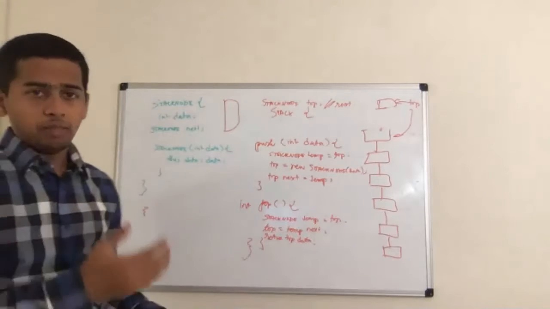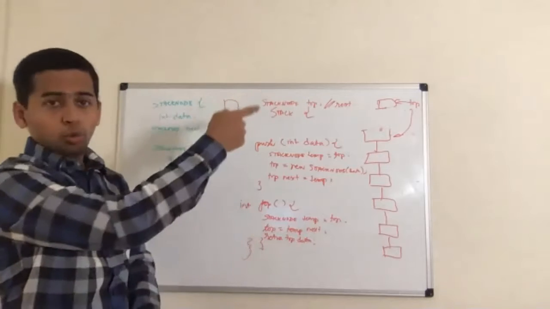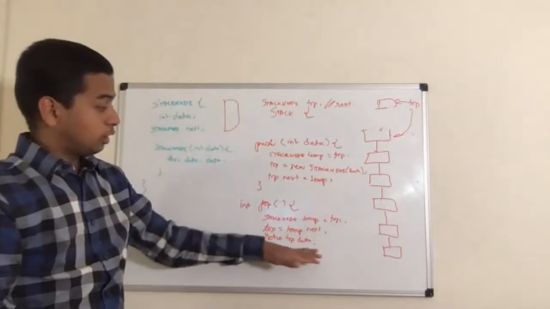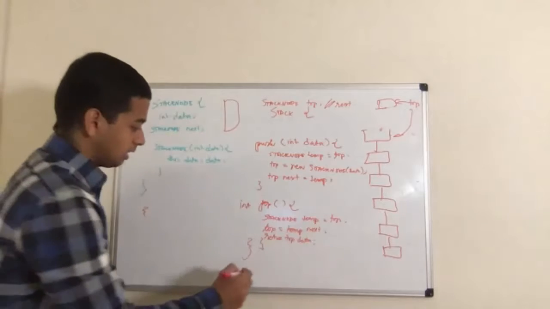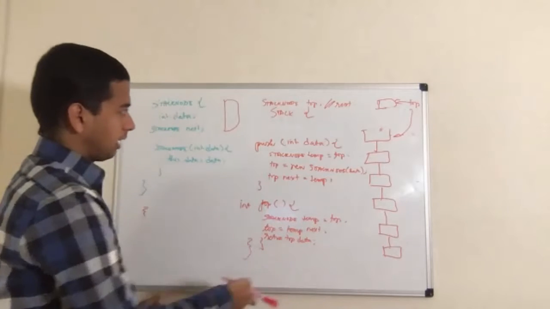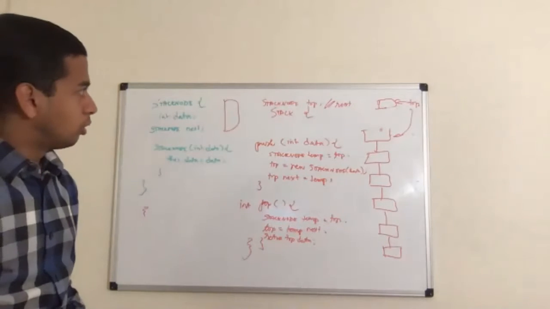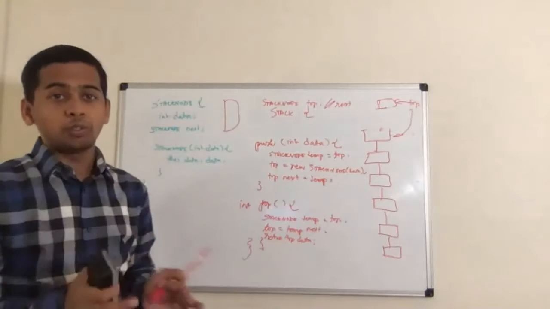Okay, peek is simple. Peek means the same thing. I won't remove anything, I will just return the top dot data. If it is a peek, I'll just return the top dot data. I'm not writing it here because it's a full board. So this is about the implementation of stack using linked list.